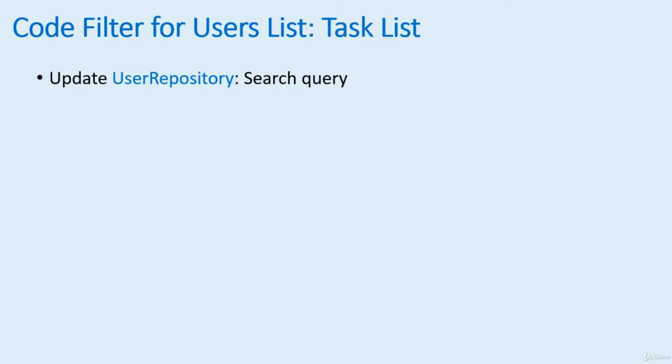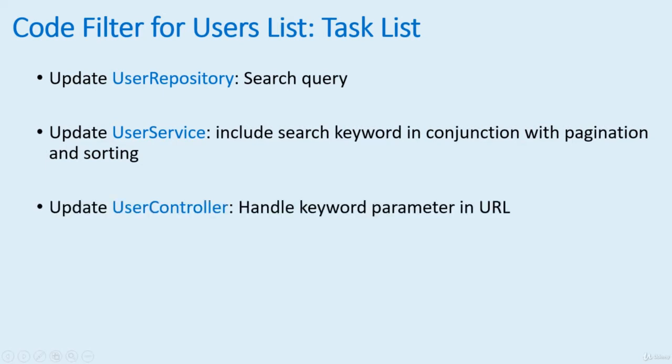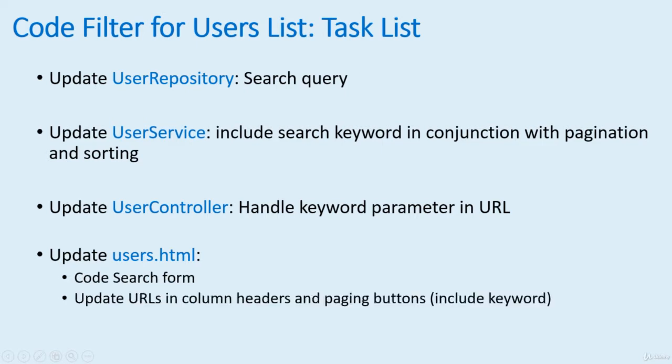So we need to update the user repository class to code a search query, and update the user service class to include the search keyword in conjunction with pagination and sorting, and update the user controller class to handle the keyword parameter in the URL, and update the user HTML page to code the search form, and update URLs in column headers and paging buttons to include the keyword in the URL.